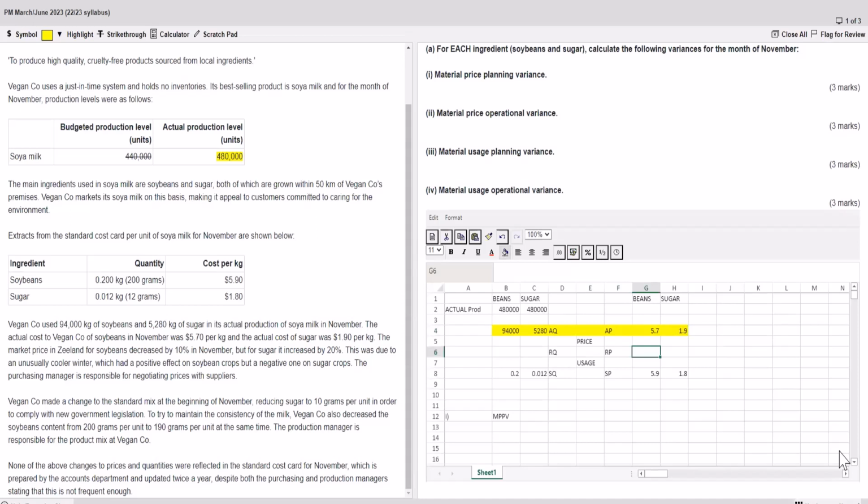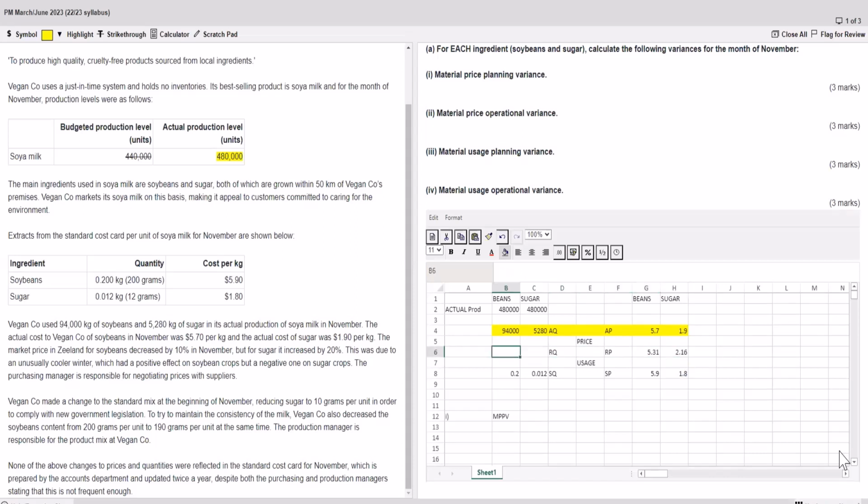So they're telling us for soybeans, the market price decreased by 10%. So find that and then times it by 0.9 because you're decreasing it by 10%. But for sugar, it increased by 20%. So find it, 180, and times by 1.2. So those are your revised prices.